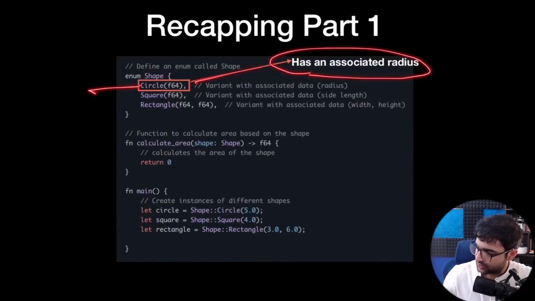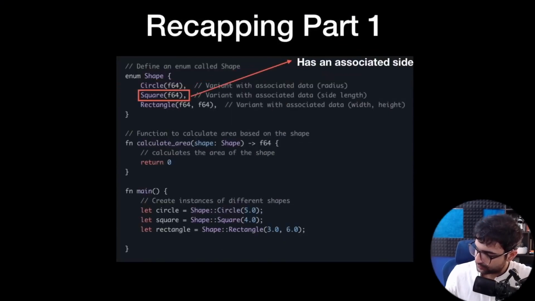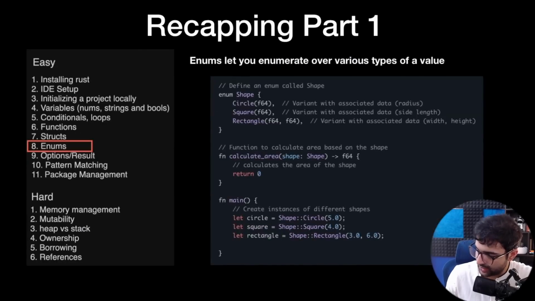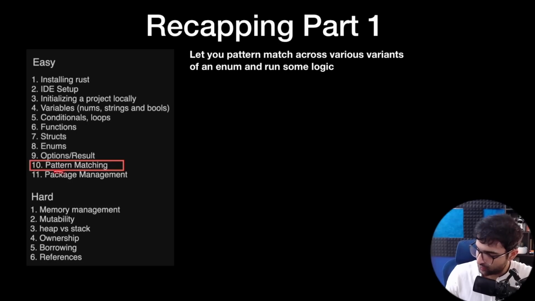The circle has an associated radius over here. The square has an associated side. The rectangle has an associated width and height. That's how enums let you enumerate with values. Let's move on to pattern matching.